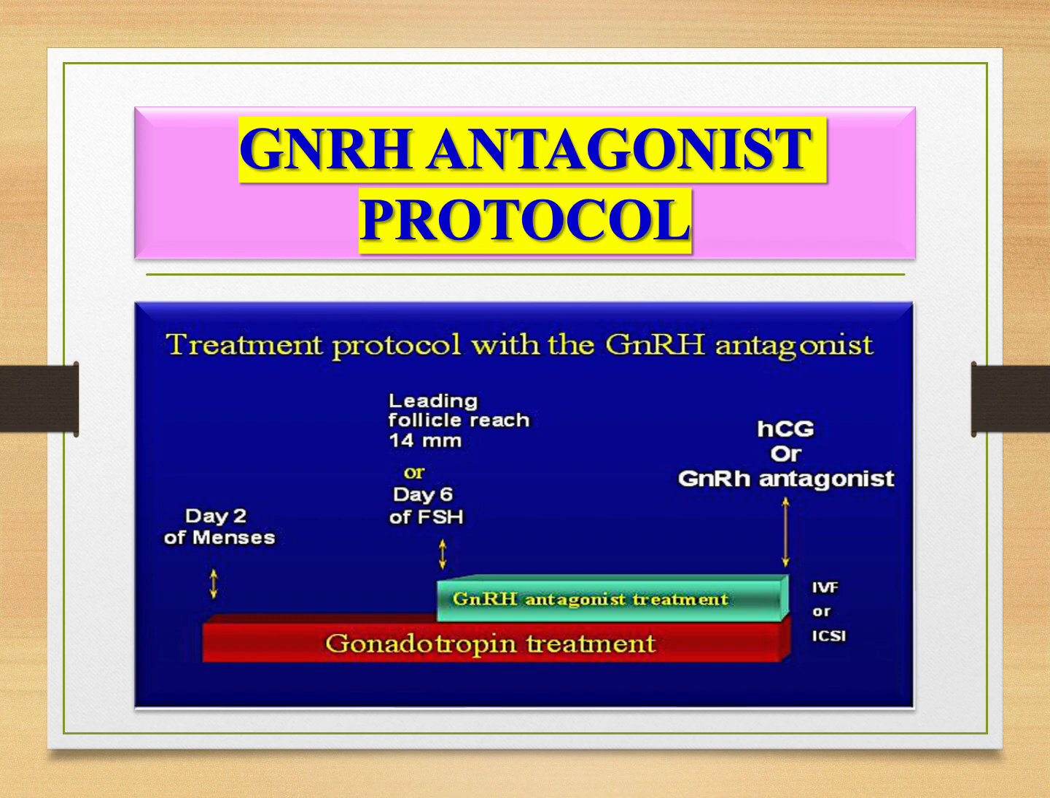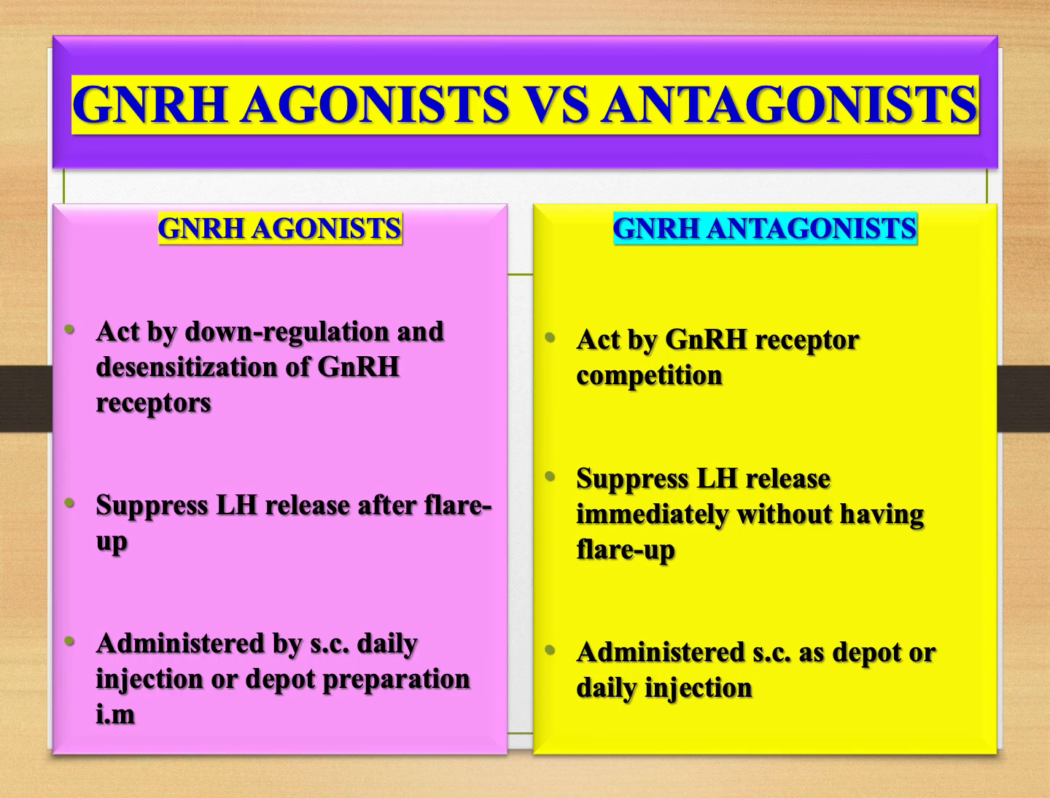So now we will be comparing the GnRH agonist and GnRH antagonist. What are the differences between both? GnRH agonists act by down regulation and desensitization of the GnRH receptors, while GnRH antagonists act by competition. They are GnRH receptor competitors.